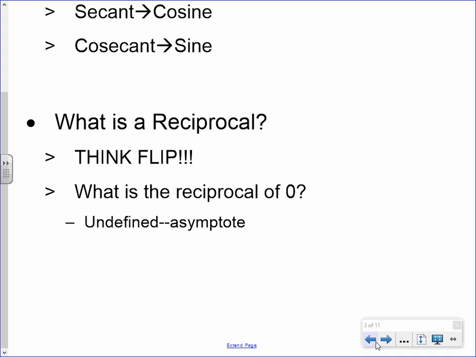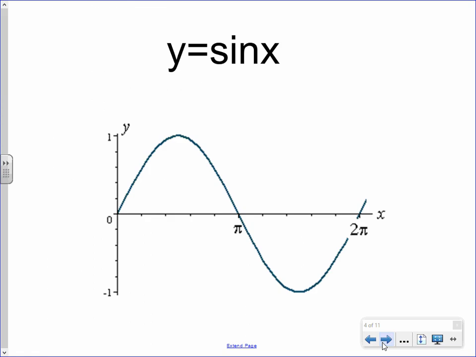Okay, so let's go ahead and build those parent functions by just looking at the parent functions of sine and cosine. Okay, go ahead and draw in the sine graph in your notes very lightly, very lightly. And leave a little bit of room in between what you last wrote and the graph.